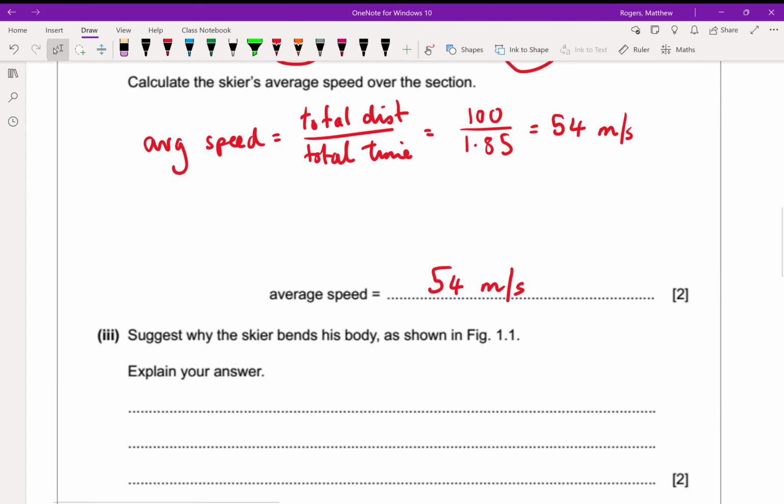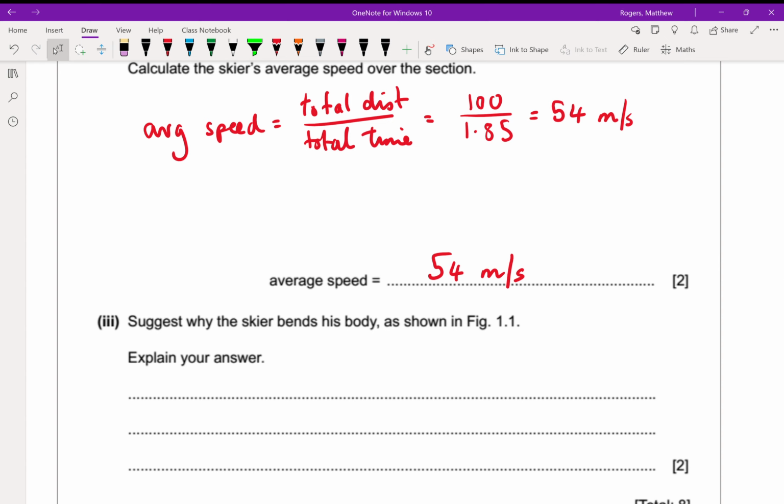Suggest why the skier bends his body as shown in figure 1.1. Explain your answer. So in questions like this, with 2 marks, we need to make sure we do both parts of it. There's a part that asks us to suggest, and there's a part that asks us to explain. Now, in terms of why they've done that, I think the most likely answer here is to reduce the air resistance.